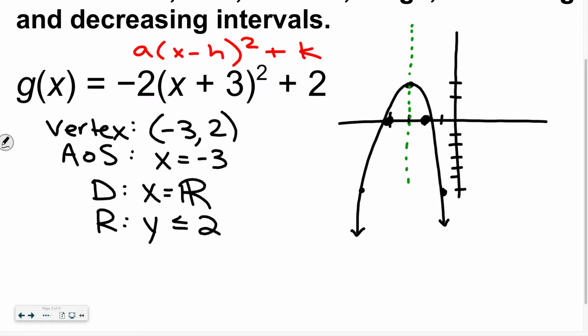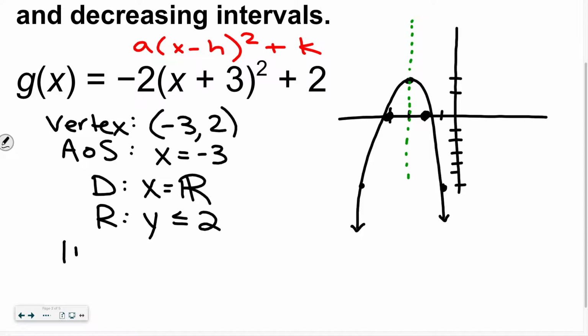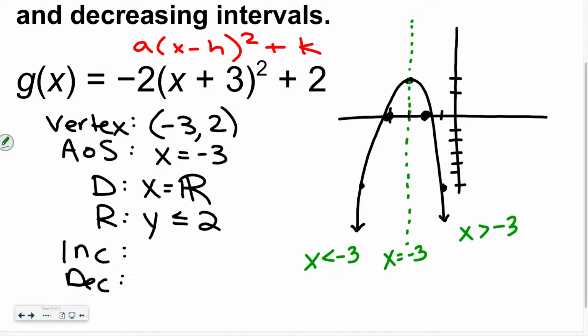And then the last thing we want to do is identify our increasing and our decreasing intervals. So remember, those are all going to be in relation to this axis of symmetry, which is at x equals -3. So on this side we have x less than -3. On this side we have x greater than -3. So we're breaking up the coordinate plane into 2 left and right sides, and then just decide what it's doing. Is it increasing or decreasing?